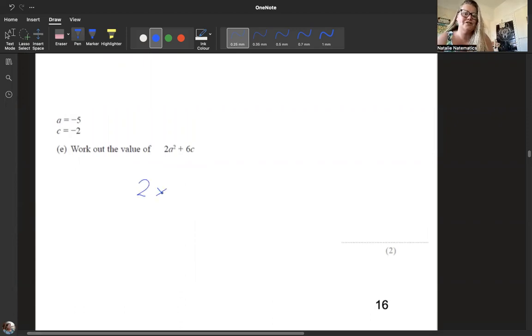Now, substitution, again, just a quick reminder, when you've got a square number, it's 2 lots of, and it's the A that's squared. And A is -5, brackets, protect. And then we're going to do squared, there you go. And then plus 6 lots of -2.